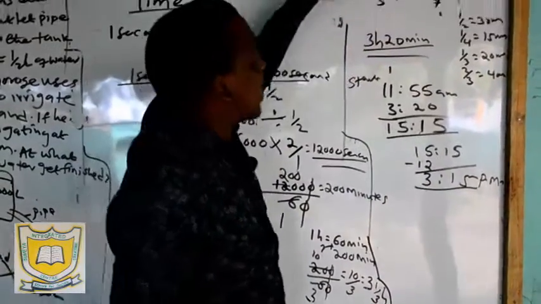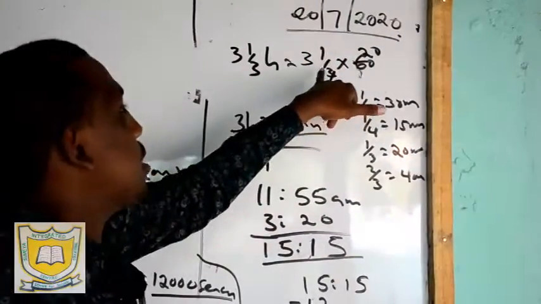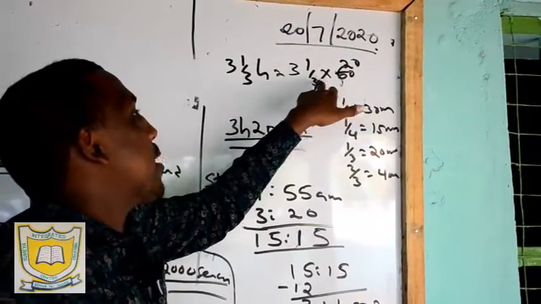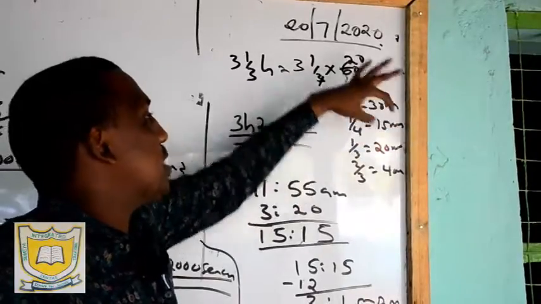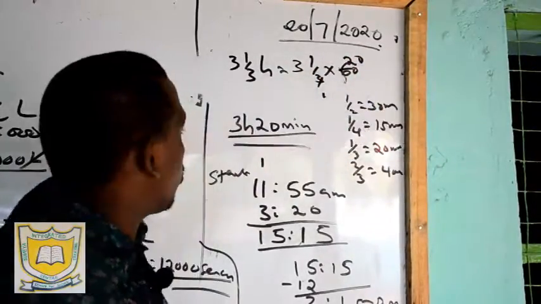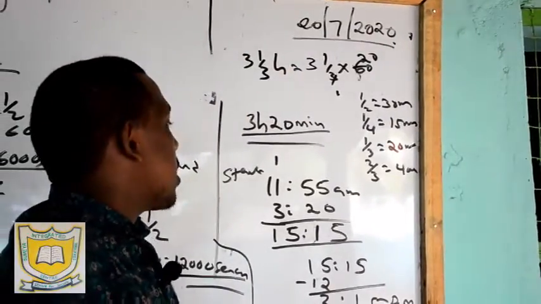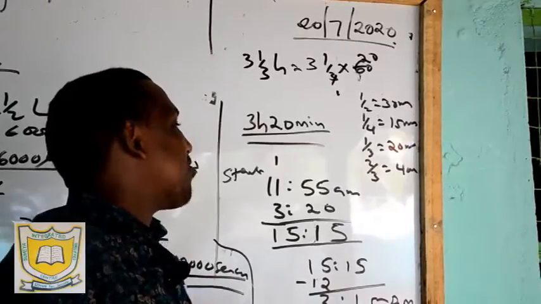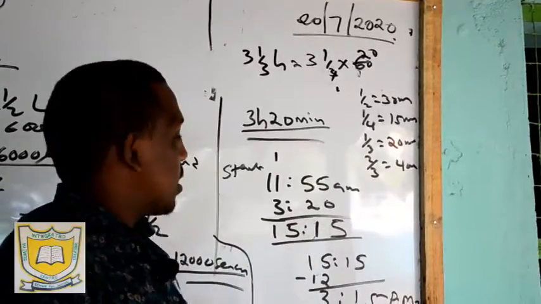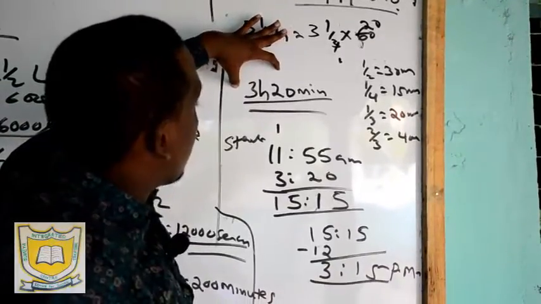So 3 and a third hours, I said the fraction, you change it into minutes now. You multiply it by 60, by 3, 1, by 3, 20. I say the half is 30 minutes, a quarter 15, a third 20, two-thirds 40 minutes. You should know that. So you will get now 3 and a third means 3 hours and 20 minutes. You are told Njoroge started irrigating the farm at 11:55 a.m. That was the starting time. And the time he took was 3 hours and 20 minutes.